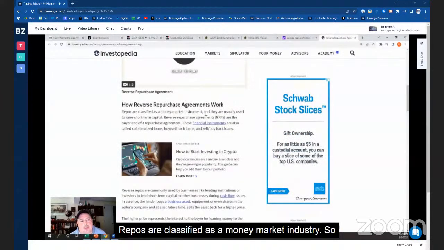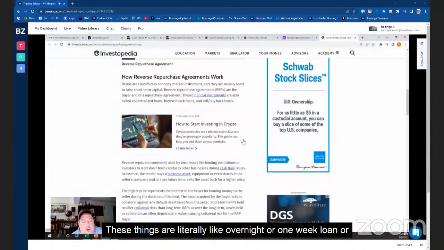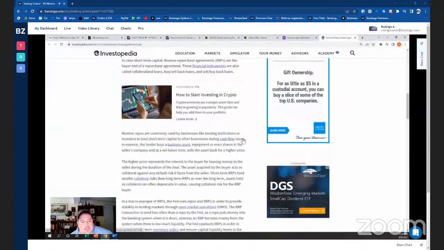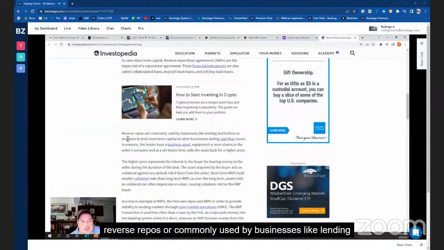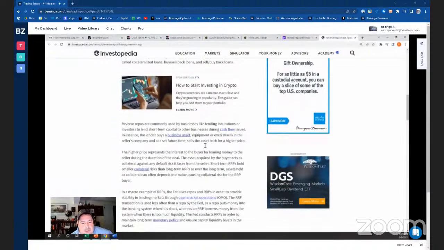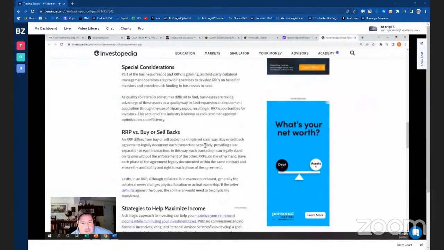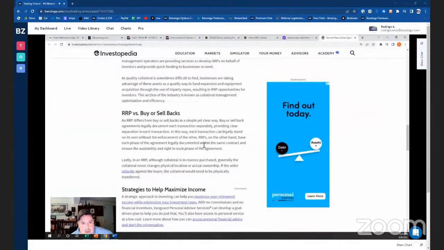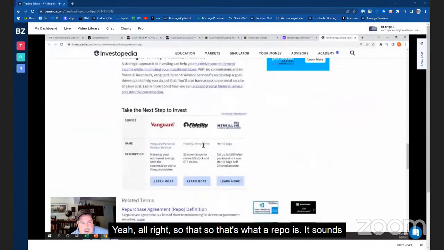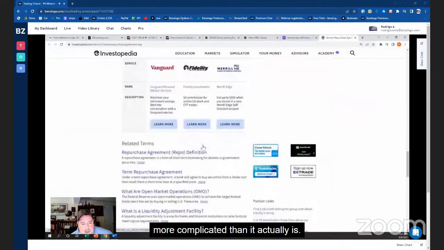Repos are classified as a money market instrument, so they're usually used to raise short-term capital. A lot of times these are literally overnight or one week loans. Reverse repos are commonly used by businesses like lending institutions. All right, so that's what a repo is. It sounds more complicated than it actually is.